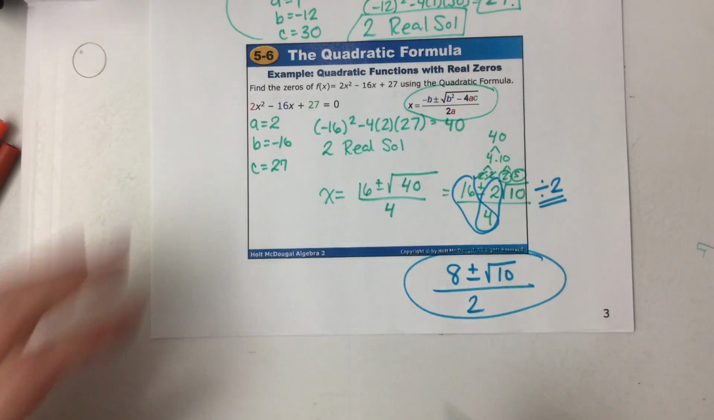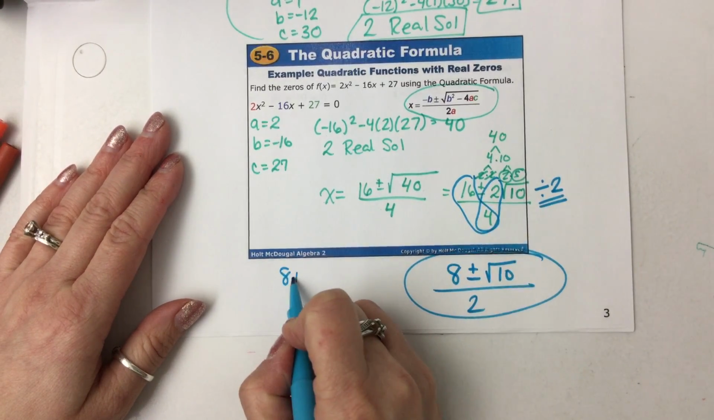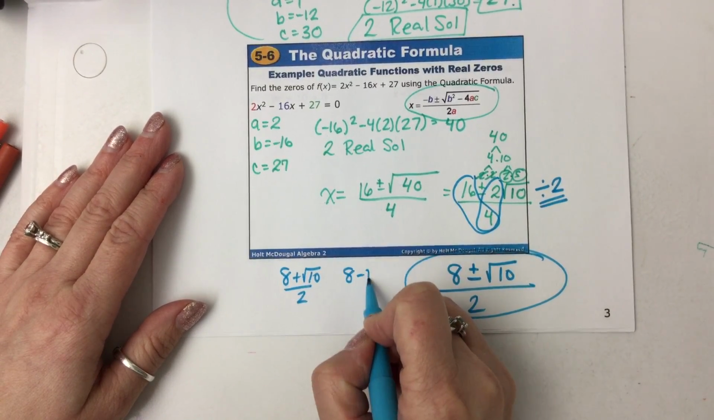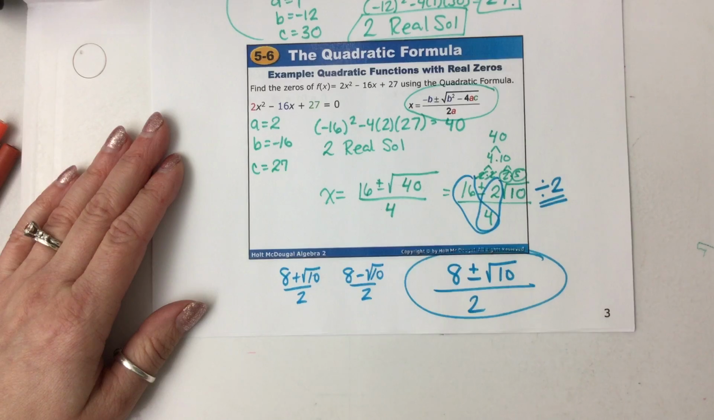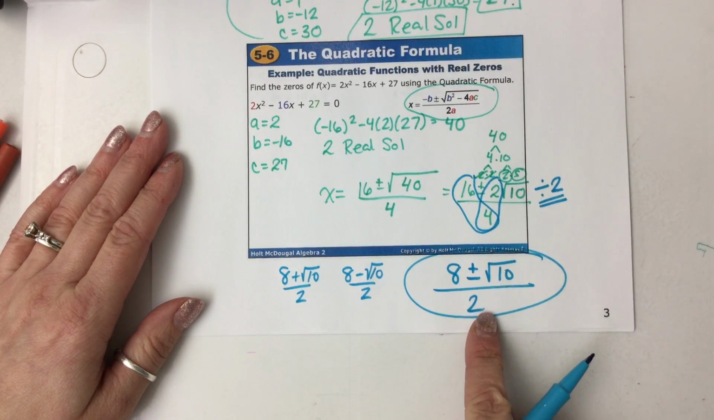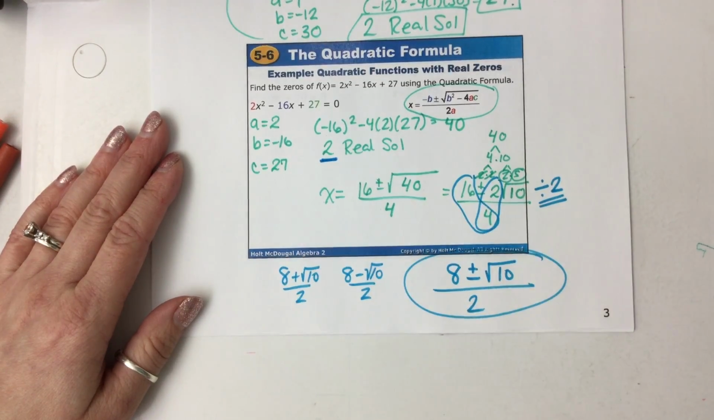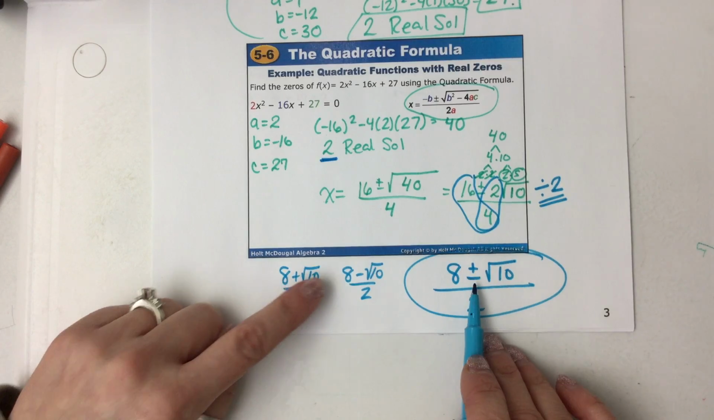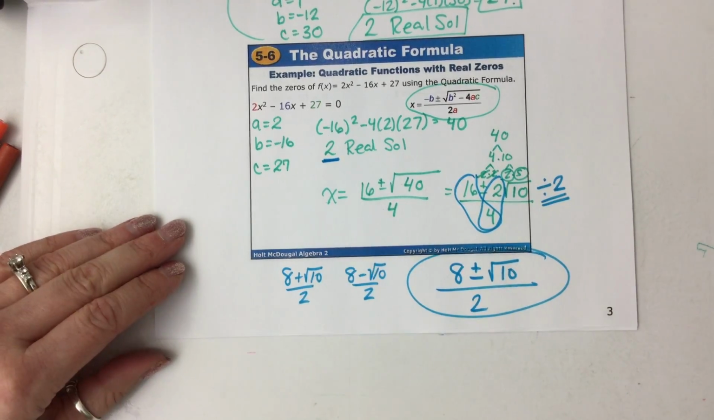Yes, it is 2 solutions because one solution is 8 plus the square root of 10 over 2. The other solution is 8 minus the square root of 10 over 2. So even though we write our final answer in this method, you do need to realize that it is representing 2 solutions. One solution has the plus sign in between. The other solution would have the minus.